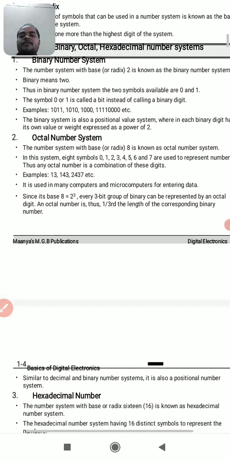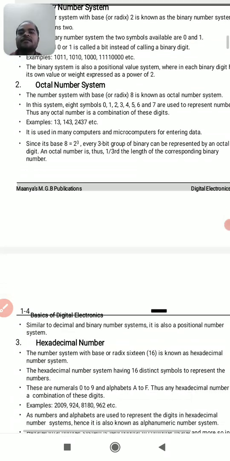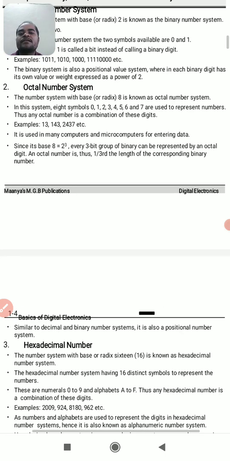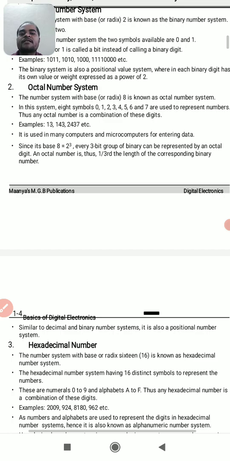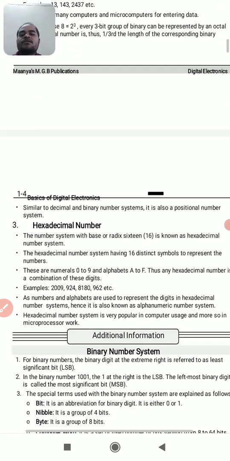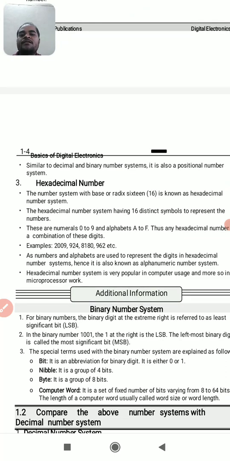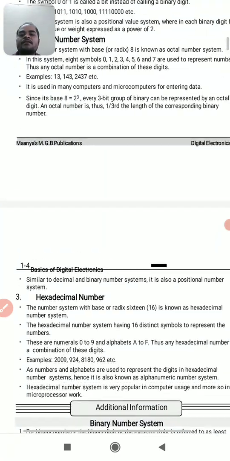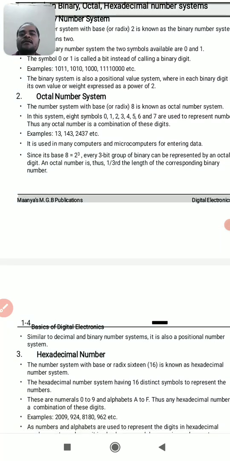So the next one we are having is the octal number system. We are representing the octal number system as a power of 2, that is 2 to the power of 3. That means every 3-bit group of binary can be represented by an octal digit here. Similar to the decimal and binary number systems, we also have a positional number system. And in this also, one more thing, that is the octal number system.